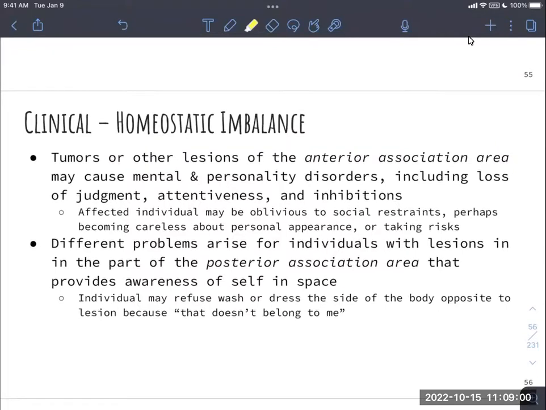Sometimes we get tumors, could be some kind of stroke to that anterior association area. And if somebody has a mental or a personality disorder, they could have a tumor or some kind of lesion to that anterior association. They lose the ability to make sound judgments. They can't pay attention to things. They lose their inhibitions. They don't realize doing certain things that they're doing is not appropriate.